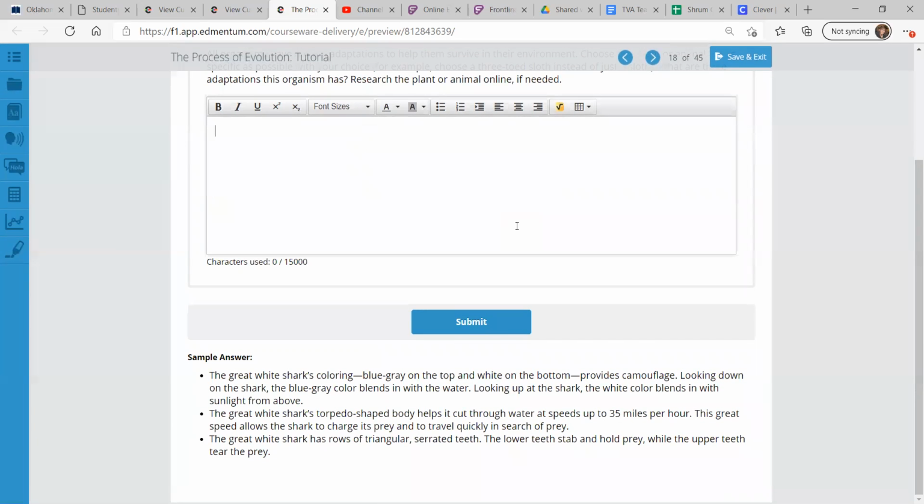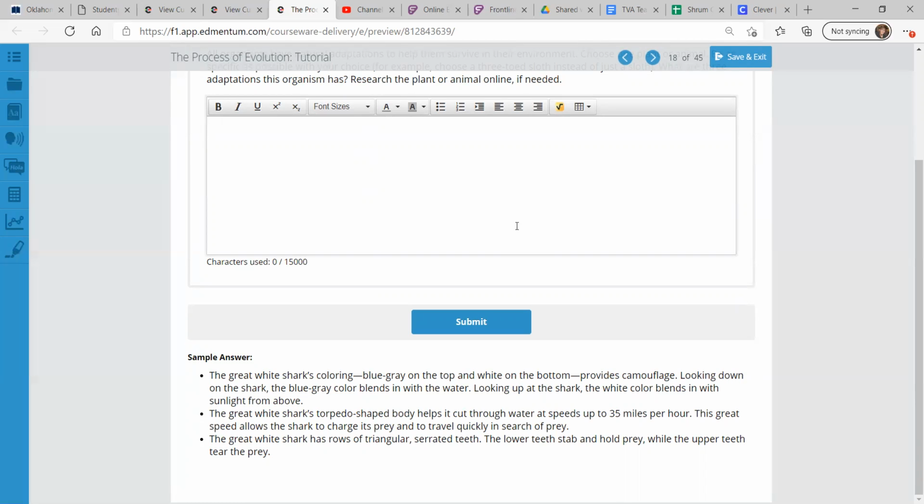And here are some sample answers. The great white shark's coloring, blue-gray on the top, white on the bottom, provides camouflage. Looking down on the shark, the blue-gray color blends in with the water. Looking up at the shark, the white color blends in with the sunlight from above. The great white shark's torpedo-shaped body helps it cut through the water at speeds up to 35 miles per hour. This great speed allows the shark to charge its prey and to travel quickly in search of prey.